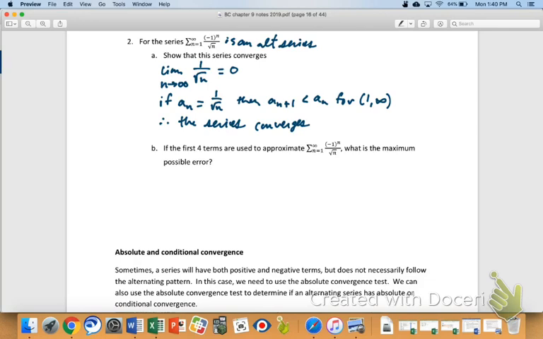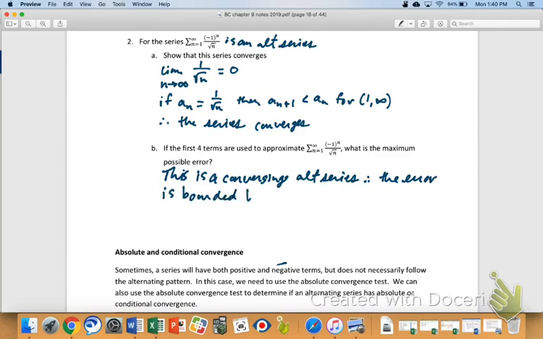What are you supposed to do? What should you notice first? It's an alternating series, and it's not really alternating, but it's converging. Yeah. So we could say something like this is a converging alternating series, as we proved in A. Therefore, the error is bounded by what? First neglected term. Yep, the first neglected term.